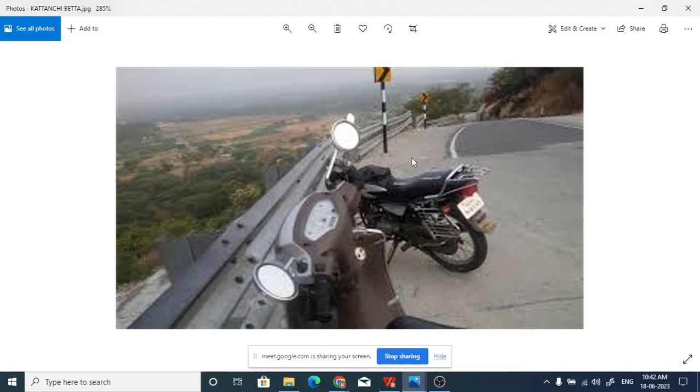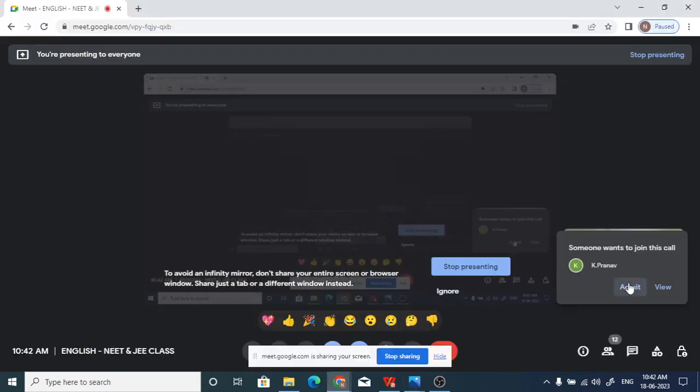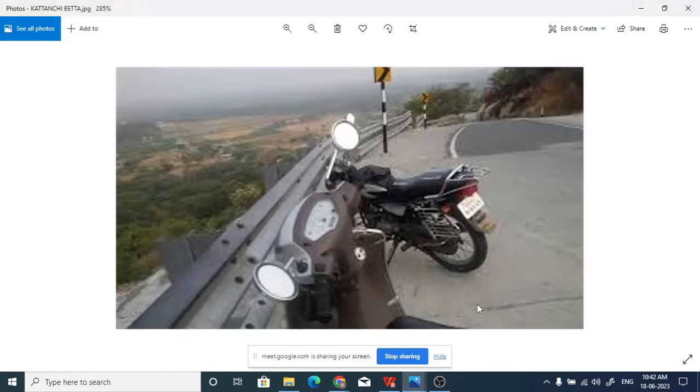The people were going to Kodaikanal or Ooty on a bike, sir. The people were looking at nature. That's all, sir.